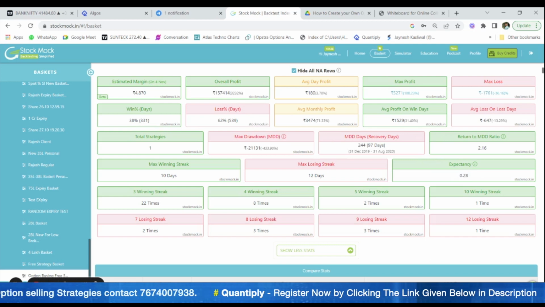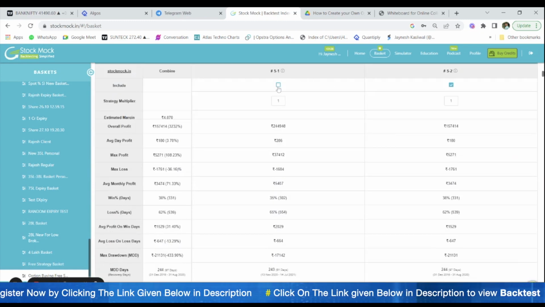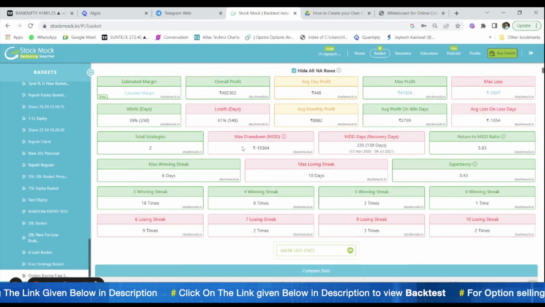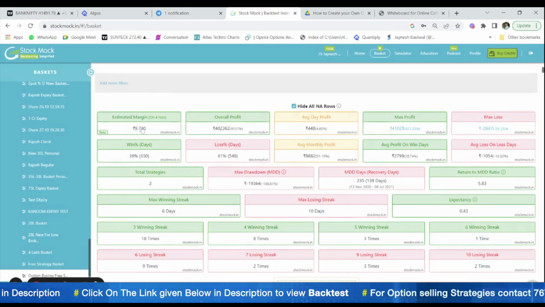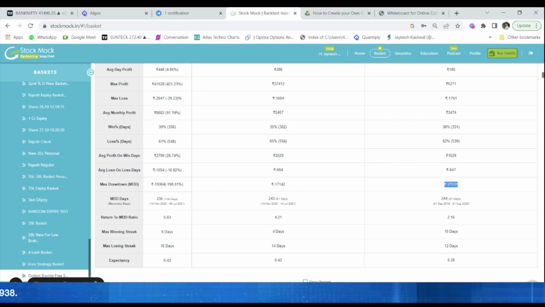But the win ratio is higher in this case, and return to MDD is 2 for this. But the magic lies when you combine both the systems together and check out the results. If you check out the results of both the systems together, you can see 17,000 is the drawdown for S1 and 21,000 is the drawdown for S2. But once we run the strategies together, the drawdown is only 19,000 and not getting added up. This means that these strategies have a lesser correlation.